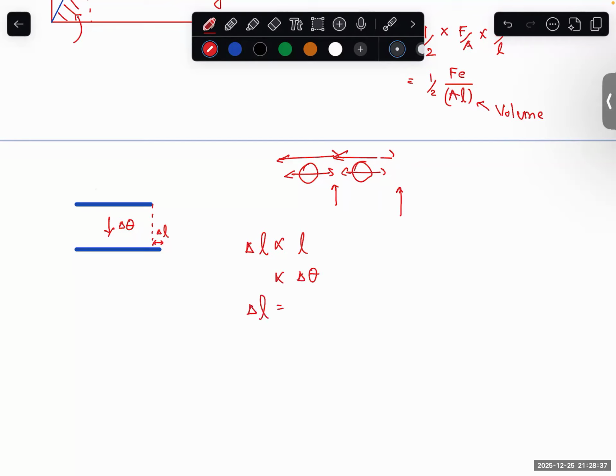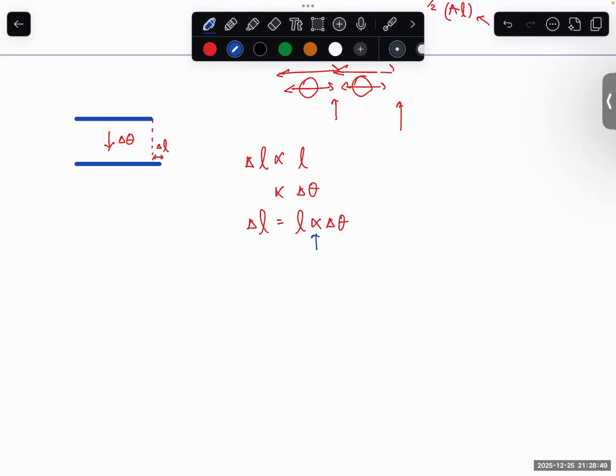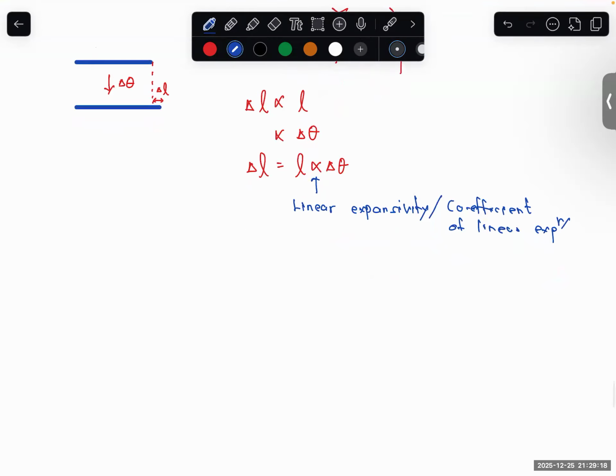And when you insert a constant, you get an equation. What is this constant called? Linear expansivity coefficient. Linear expansivity. No? Okay, guys, it is the coefficient of linear expansion, also called linear expansivity, alpha. Alrighty.